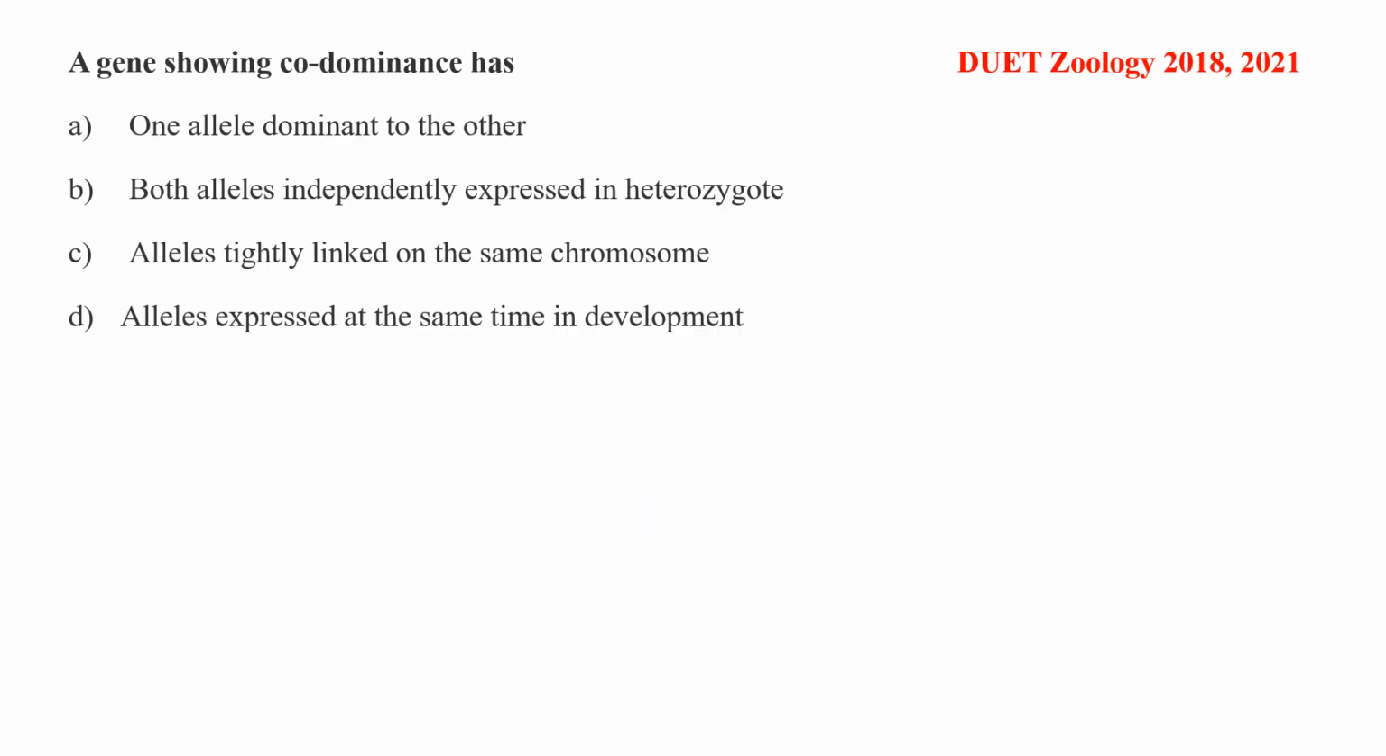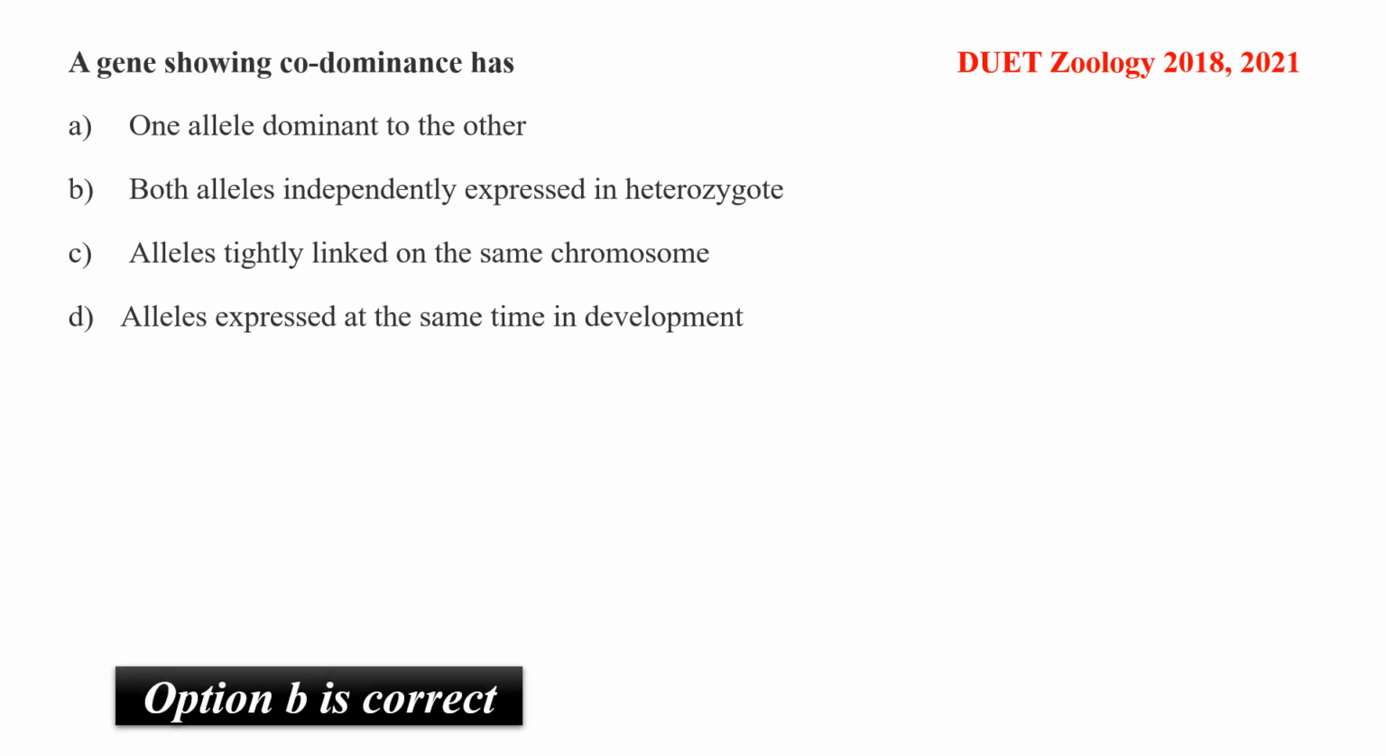A gene showing codominance has one allele dominant to the other, both alleles independently expressed in heterozygotes, alleles tightly linked on the same chromosome, or alleles expressed at the same time in development. This is a very simple question. The phenomenon of expression of both alleles in the heterozygous condition is called codominance. For example, in the blood group system, when IA and IB are present together, the blood group is known as AB rather than A or B type. So option B would be the correct answer in this case.